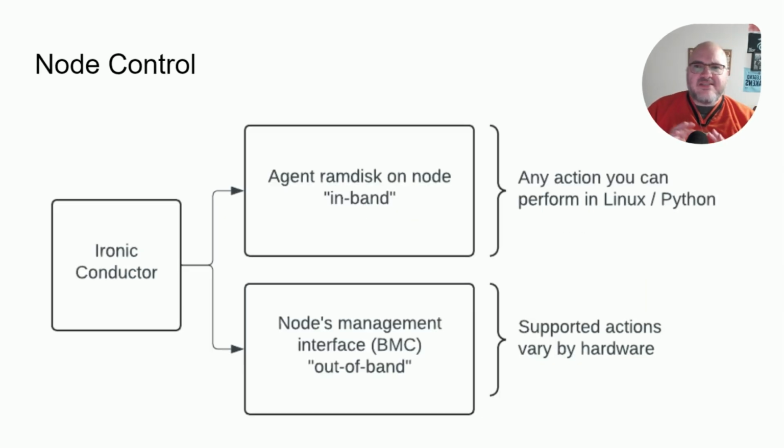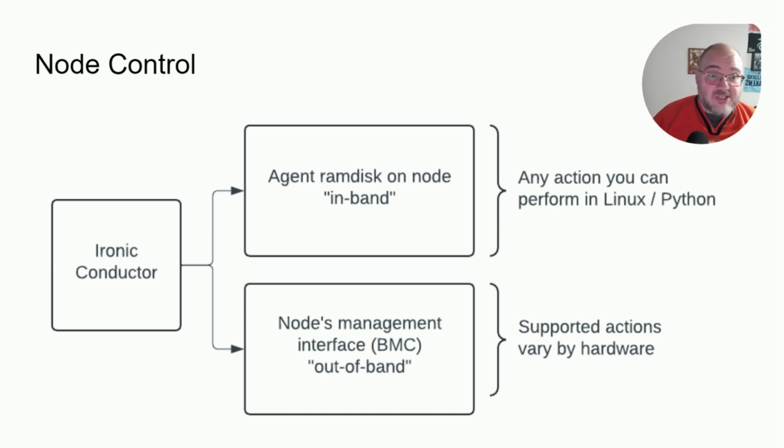So there are several ways that conductors can control servers under Ironic management. We generally call these nodes, by the way. A node is an Ironic representation of a server or really any device with a BMC that Ironic might try to control. So the Ironic conductor basically has two ways that it does things on it.